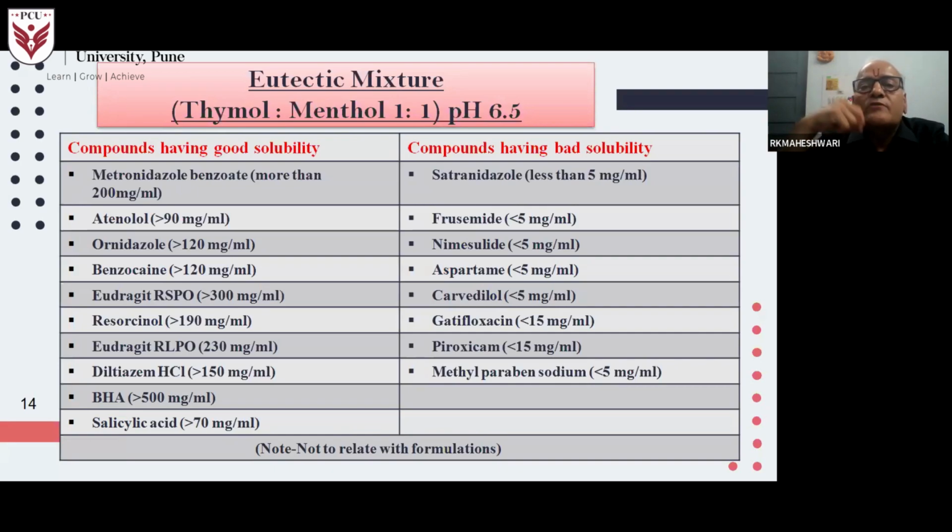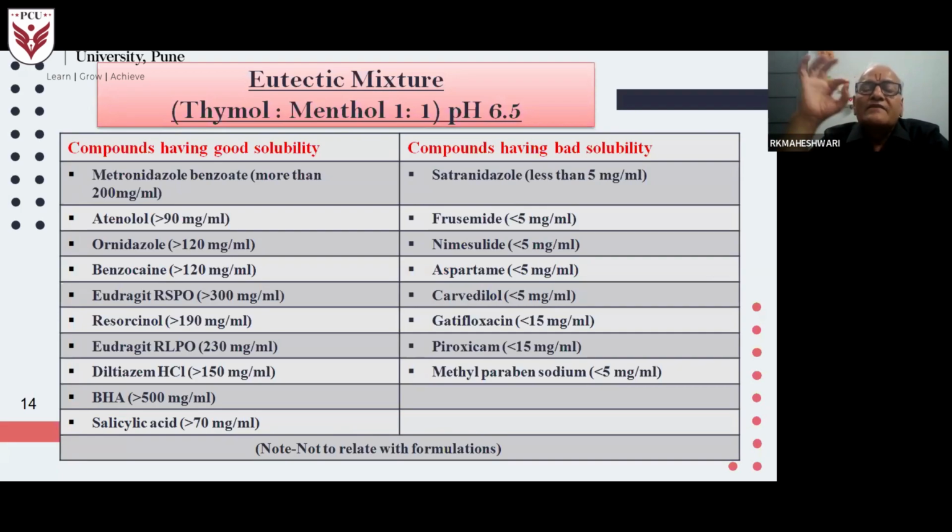Who has dissolved this metronidazole benzoate? This eutectic liquid does not contain any solvent, ethanol, methanol, chloroform, but only the molecules of menthol and thymol in liquid state, and these molecules are involved in hydrogen bonding and whatever forces for the dissolution of the molecules of metronidazole benzoate. On the other hand, metronidazole is very poorly soluble in this, even 5 milligrams cannot be dissolved. So for metronidazole, this eutectic liquid is a bad, poor solvent, just like the so-called solvent water, good solvent for some, bad for others.